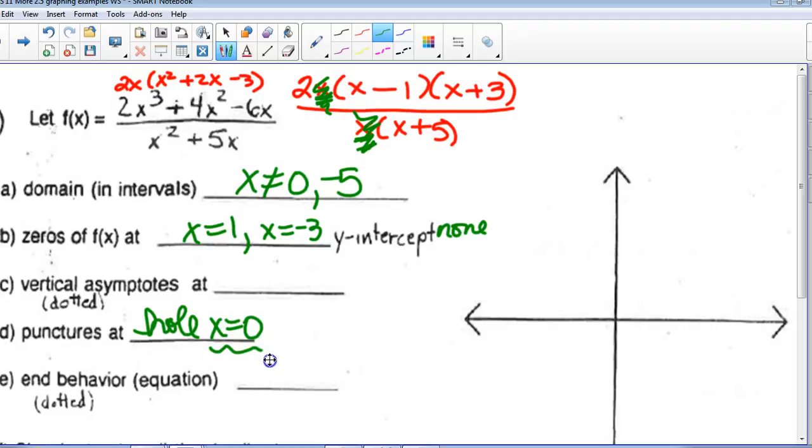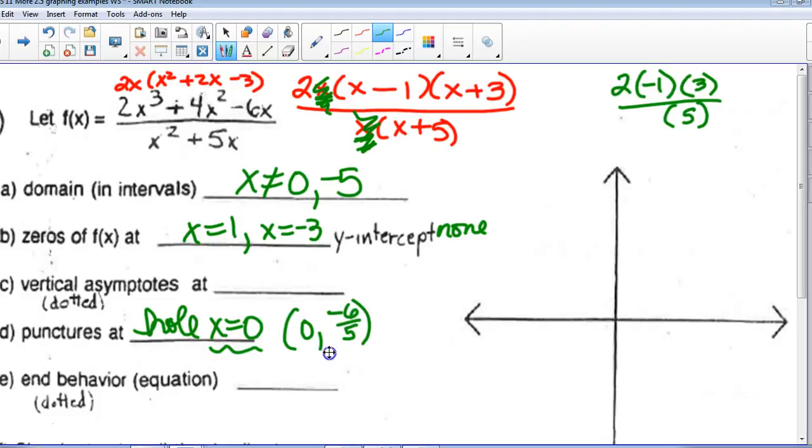there's a hole on the y-axis. To figure out where that hole is, you could plug 0 into the new one. 2 times -1 times 3 over 5 would give me what? If you wanted the ordered pair, it would be at (0, -6/5). As long as you tell me it's on the y-axis, I will be fine. But it does help us to know it's down here somewhere. On the y-axis. Did I just say x-axis? I think I did. Okay.